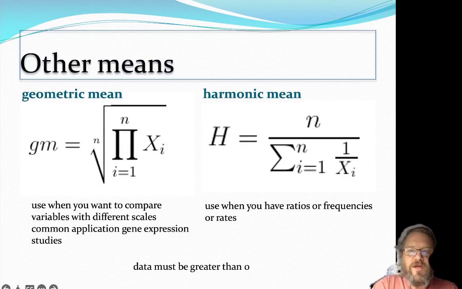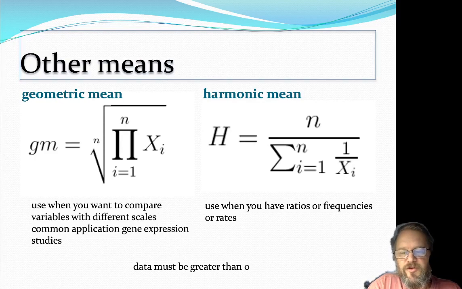Okay, there are other means. It depends on the kind of data that you're working with. For example, the geometric mean: to calculate it, you can't have values that are negative. Harmonic mean is another one. Harmonic mean works with ratios or frequencies or rates. A lot of times when people calculate miles per hour, they do it as the arithmetic mean, and what you should be doing is the harmonic mean.